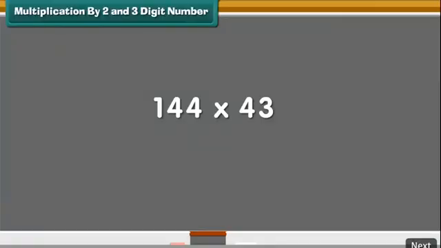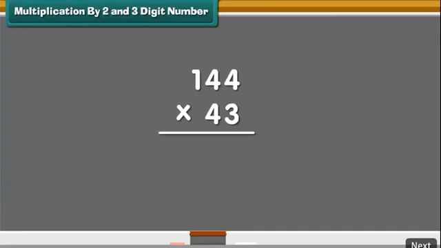Let us multiply 144 by 43. Start multiplication from 1's place. 3 times 4 are 12. Write 2 in the 1's place and carry the 1 forward to the 10's place. Multiply 3 with the number on 10's place, that is, 4, equals 12, and add 1 which was carried forward. That is equal to 13. Write 3 in the 10's place and carry the 1 forward to the 100's place.